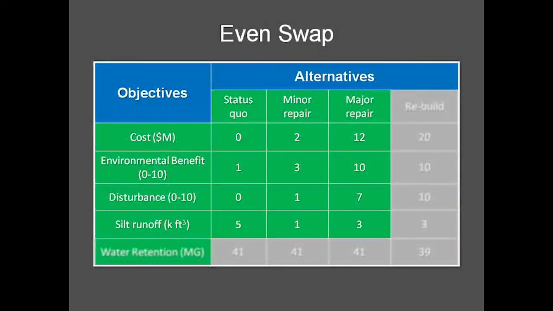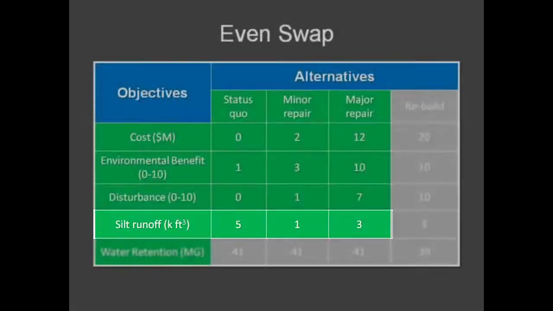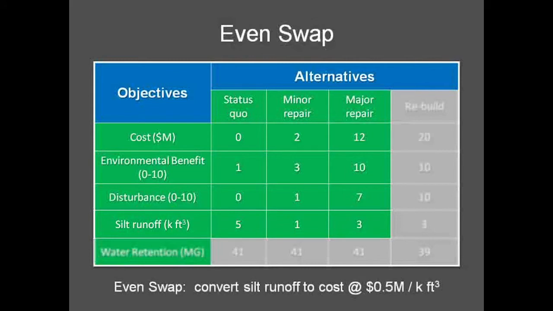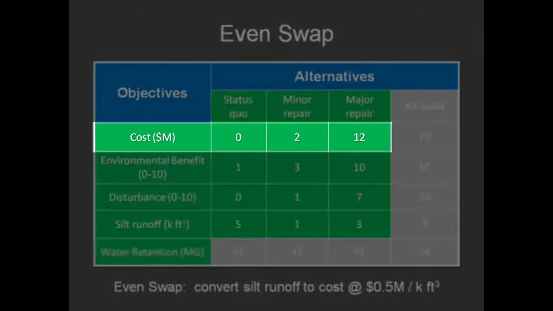Imagine a situation where we can think of buying ourselves out of the silt runoff problem. We have differences in the silt runoff across our different alternatives, but what if we could invest some money in such a way to mitigate the silt runoff problem? And in fact, that mitigation costs us $500,000 per 1,000 cubic feet of silt. Well, there's another objective that is already expressed in terms of dollars, which is, of course, the cost objective.